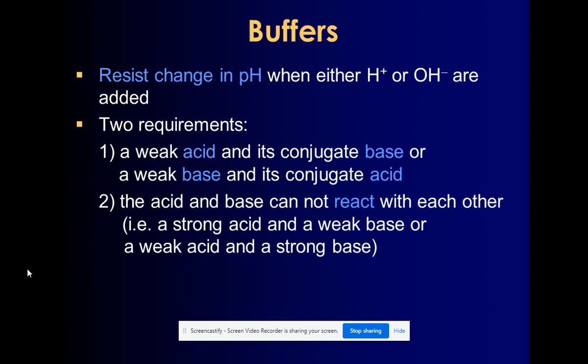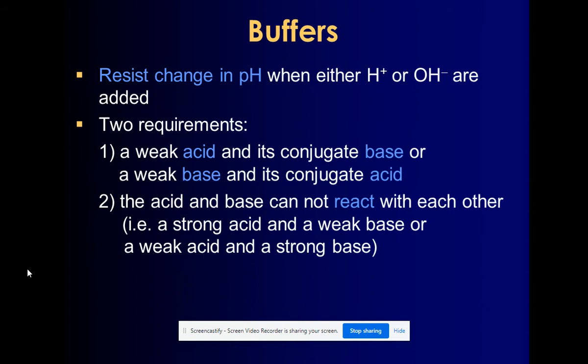So to have a buffer, you have to have two components. You have to have, again, the weak acid or its conjugate base, or you have to have the weak base and its conjugate acid. The reason that they need to be weak as opposed to strong is what we're going to see is that strong acids and strong bases completely react, while weak acids and weak bases only partially dissociate. So they're not going to change as rapidly as a strong acid or strong base would.